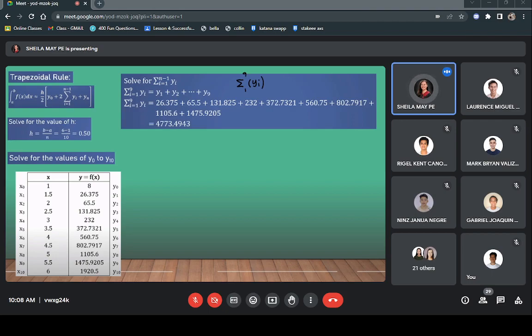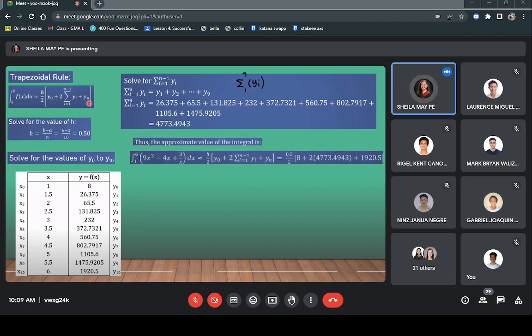Okay, so we can have this answer here. Now, we take h, we take y sub o, the summation of our in between bases, and we also take the outermost base value. Then we can have the approximate value of our integral using the trapezoidal rule. We have there h, which is 0.5.